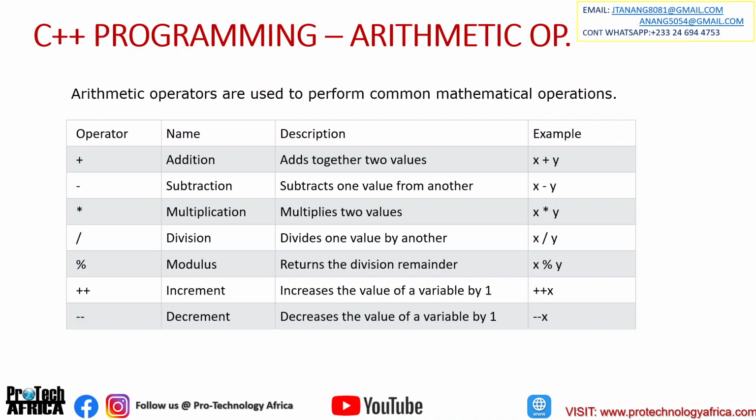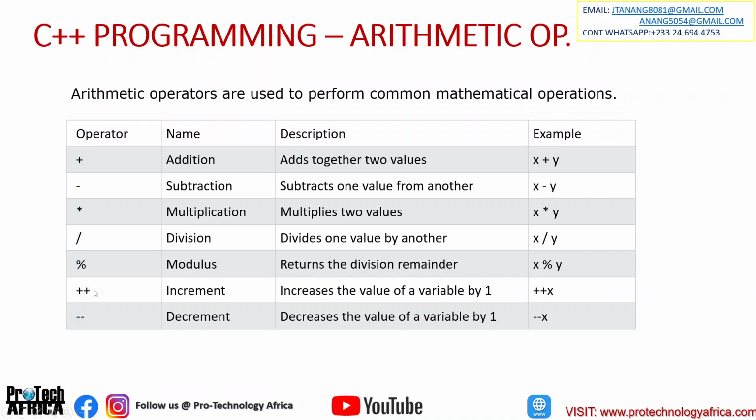We also have subtraction, which subtracts one value from another. The example is x minus y. We have multiplication, which multiplies two values, x times y. Division divides one value by another, x divided by y. We have the modulus, which returns the division remainder. So after we have made the division, the remainder of that is the modulus. If there is no remainder, the modulus is zero. So take note of that.